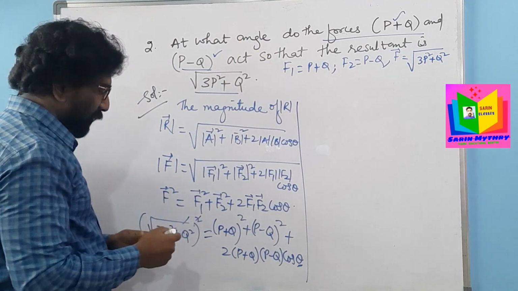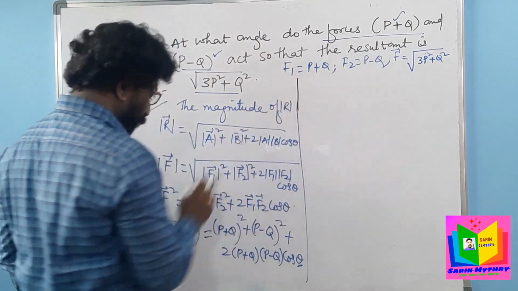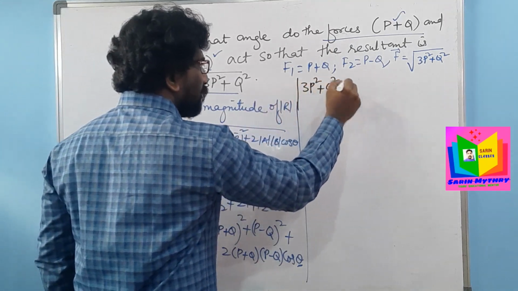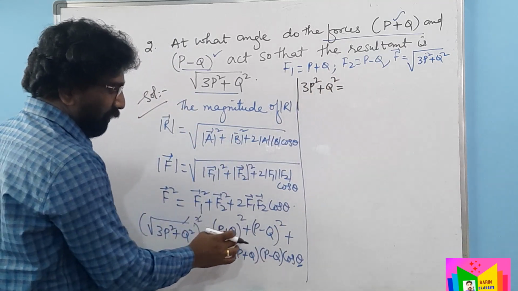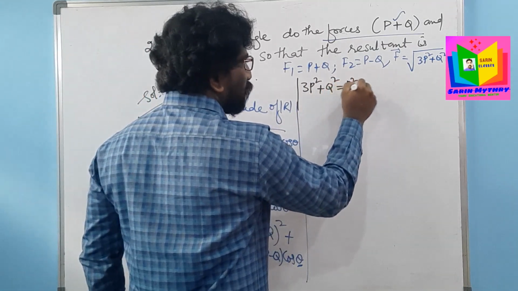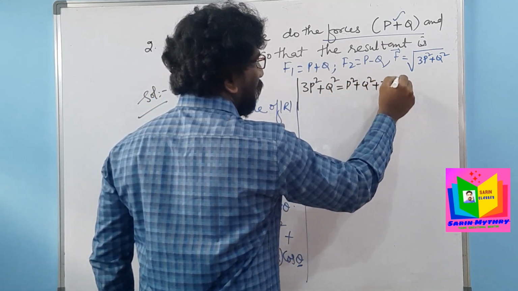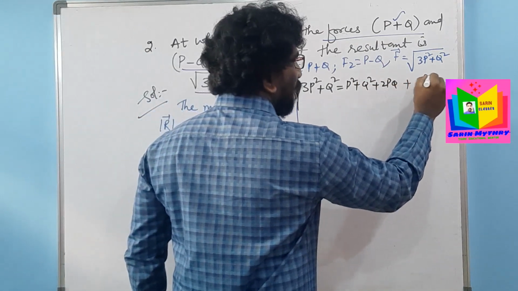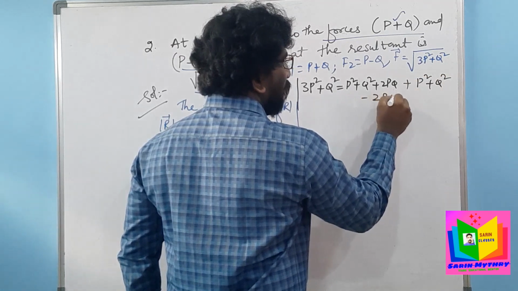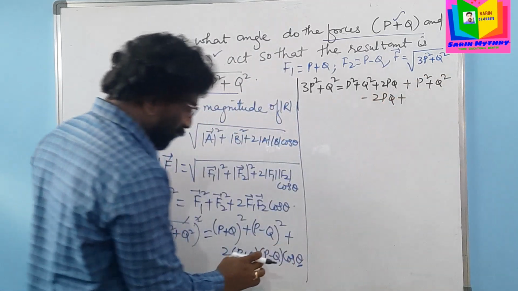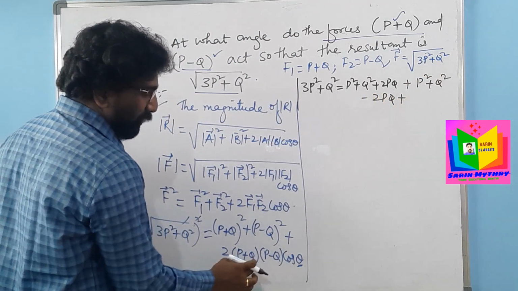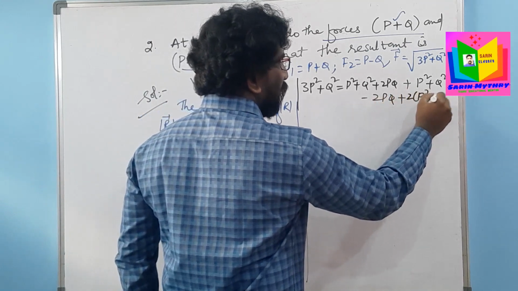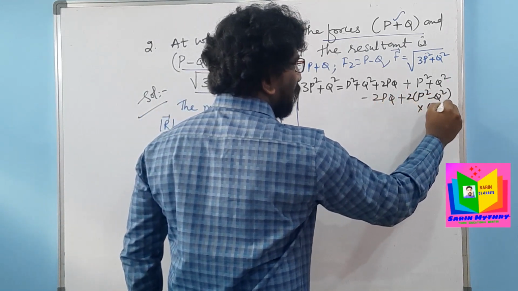Once you substitute, what happens? Let us see. This can be written as 3P square plus Q square equals, using the A plus B whole square formula, P square plus Q square plus 2PQ, plus, using A minus B whole square, P square plus Q square minus 2PQ, plus, using A plus B into A minus B, P plus Q into P minus Q, which becomes A square minus B square, 2 times P square minus Q square into cos of theta.